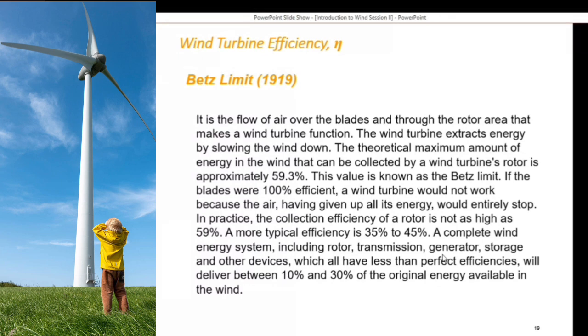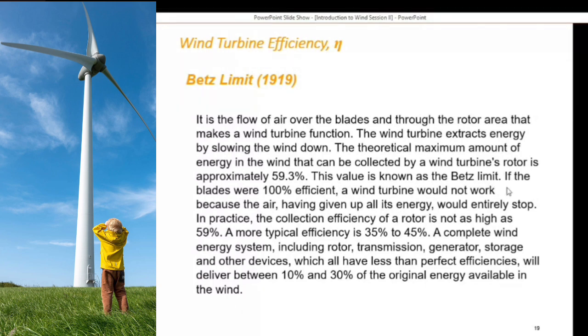Now, what we will be calling the Betz limit, which is related to wind turbine efficiency, is the flow of air over the blade and through the rotor area, which is just theoretical. Anyway, in summary, the wind turbine extracts energy by slowing the wind down, and the theoretical maximum amount of energy in the wind that can be collected by the wind turbine rotor is estimated at 59.3%, and this value is known as the Betz limit.